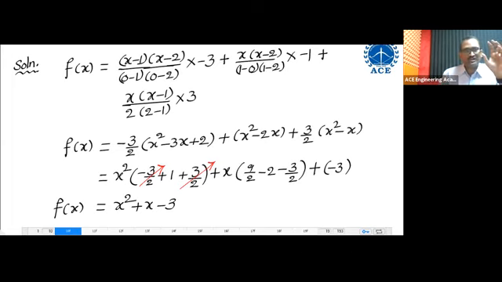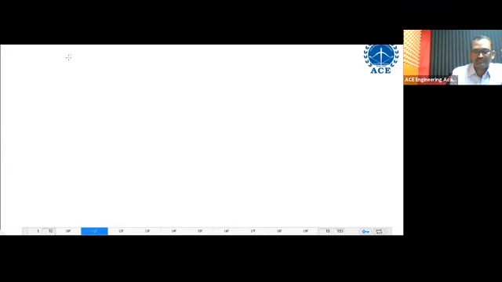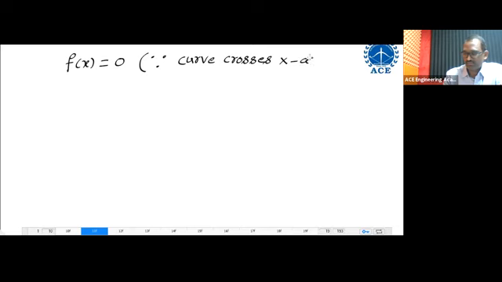Remember, to know where the curve crosses the x-axis, simply substitute y is equal to 0. Y means f of x. So to know where the curve touches the x-axis, simply substitute y is equal to 0. So that is x square plus x minus 3.